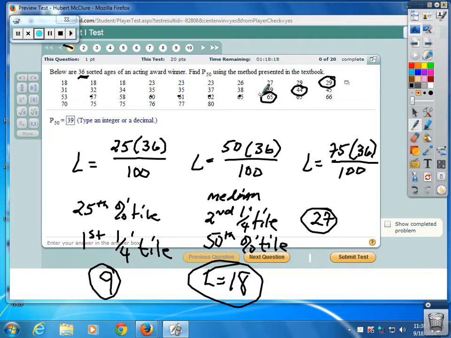If you read under that L is equal to KN over 100 part, somebody tell me what page that's on. 116. Somewhere in there, it'll tell you to go to the next one up, or I might have it confused. I thought it did.